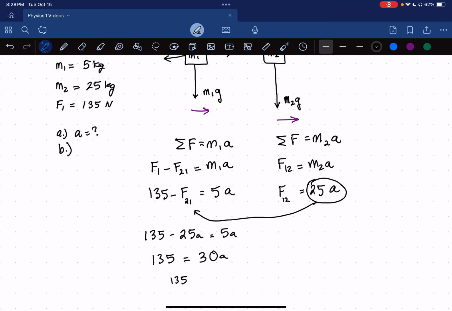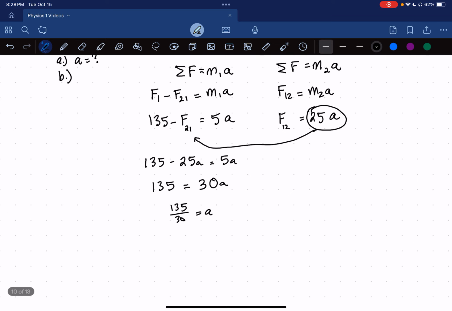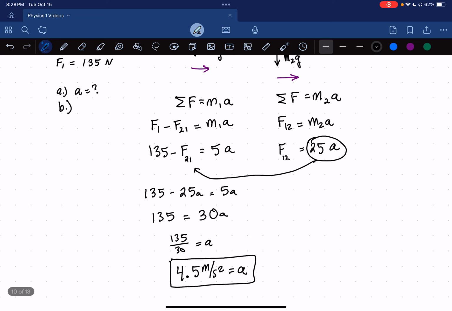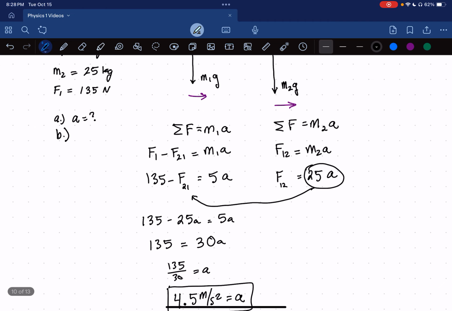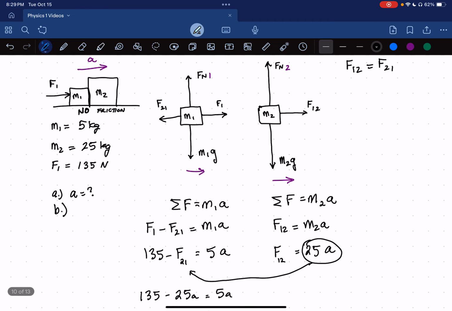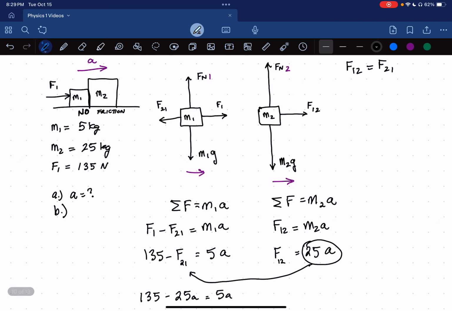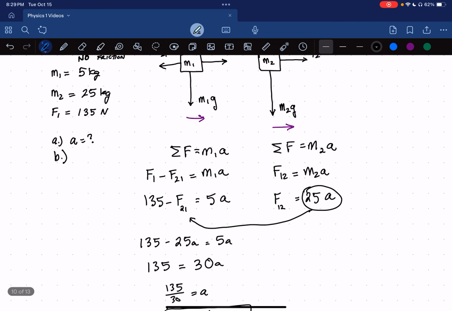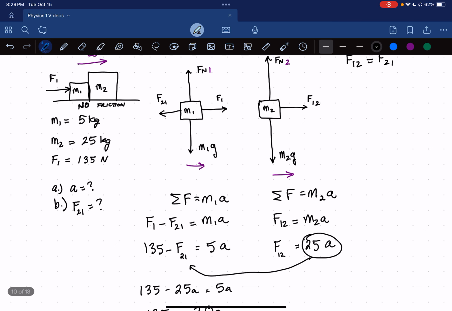And we just plug this in the calculator. So 135 over 30, your calculator will give you a result of 4.5 meters per second squared is the acceleration. Cool, so that's part A. That's the acceleration of those objects. Question B, I want to know, what is the force that mass 2 puts on mass 1? What is this right here?